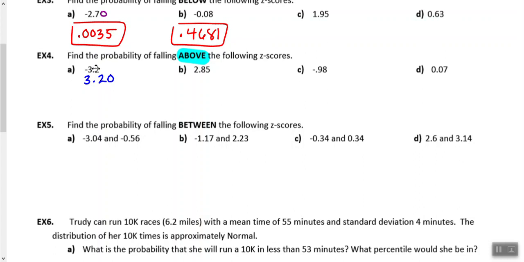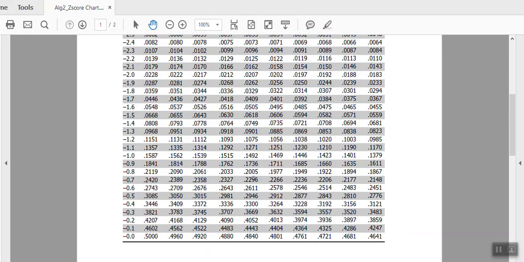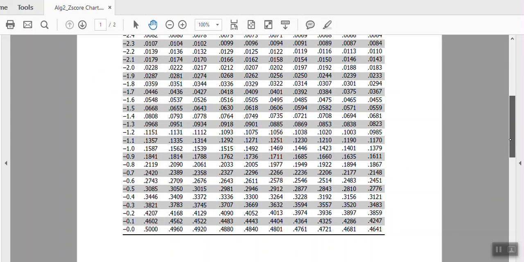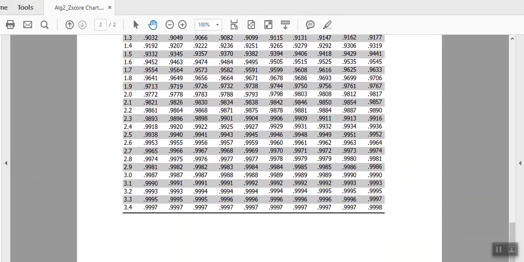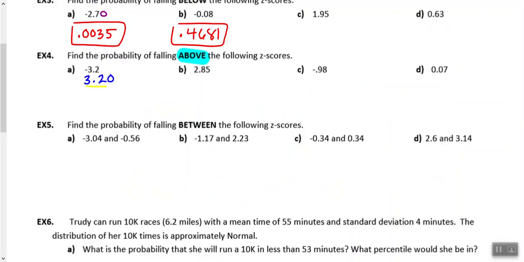So I'm first going to look up the first 2 numbers of 3.2. So positive 3.2. Okay, it's right down here. So 3.2, and then 0 is that first column. So 0.9993. So 0.9993 would be my probability of above a negative 3.2.